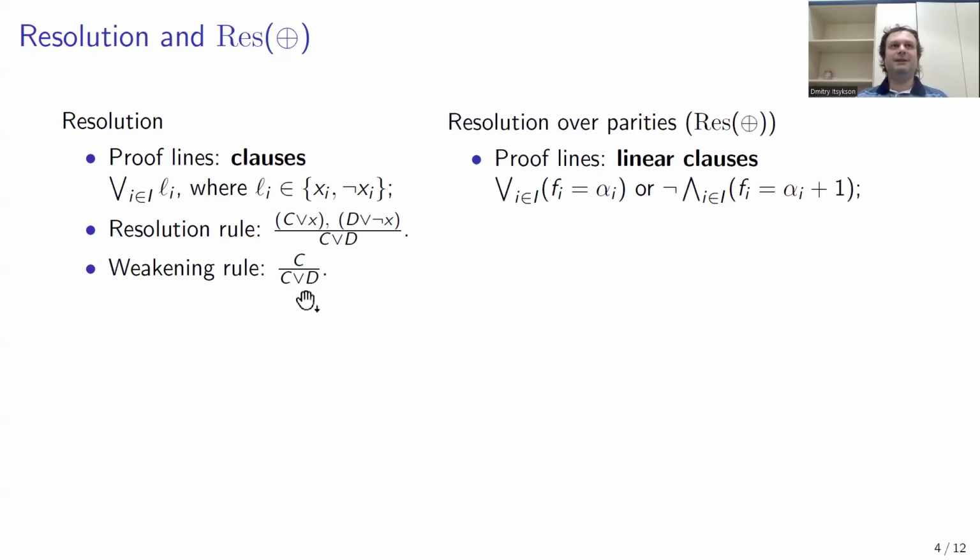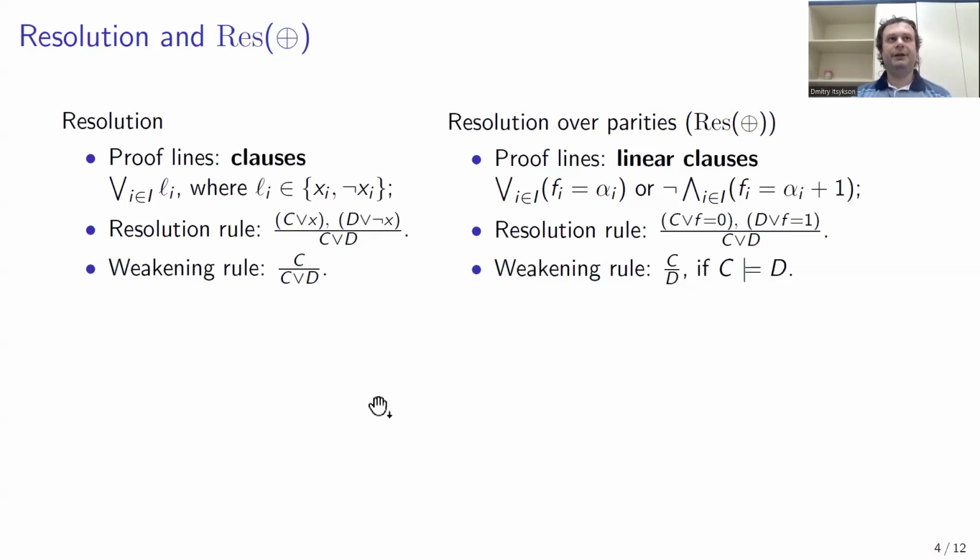In resolution over parities, proof lines are linear clauses, which are disjunctions of linear equations over the field of two elements, or equivalently, the negation of F2 linear systems. In the resolution rule, we can resolve on the value of an F2 linear form.